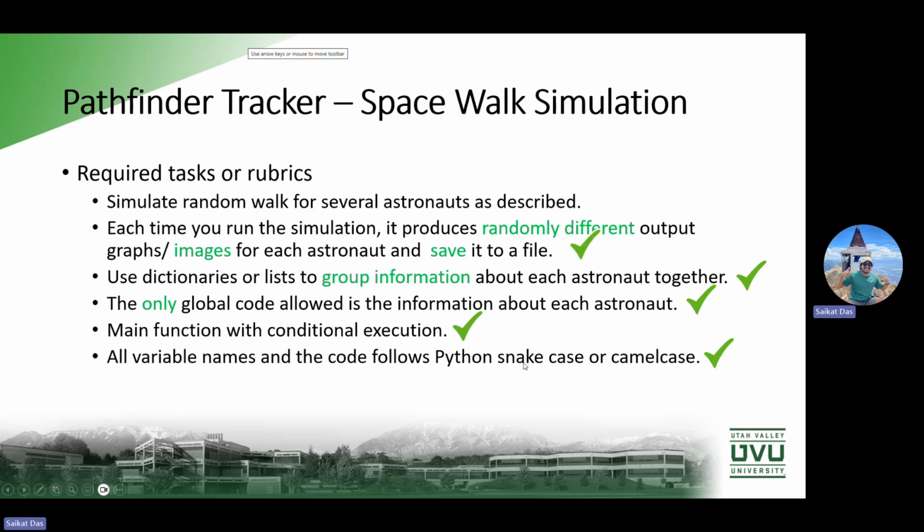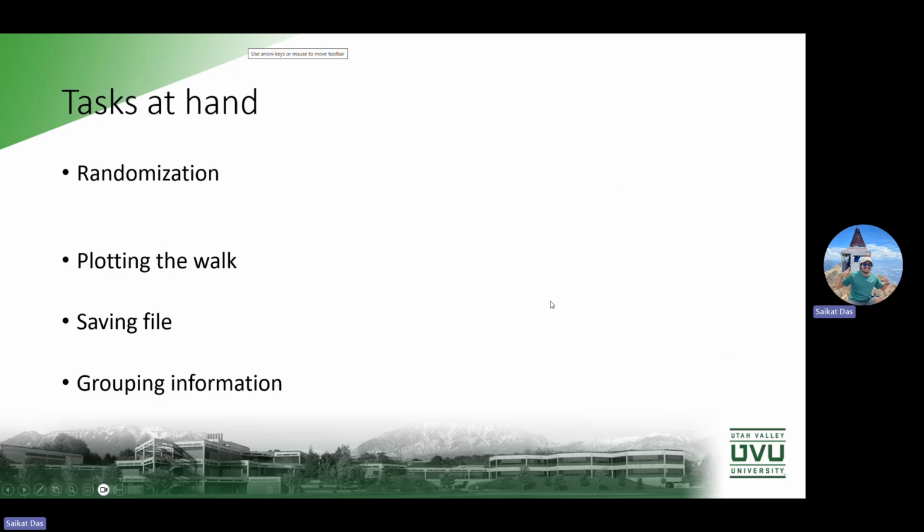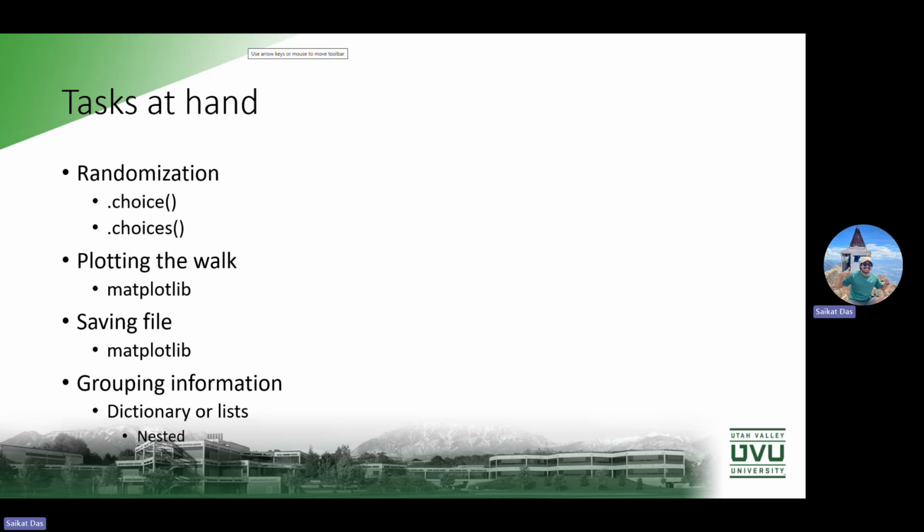For the simulation, for the randomization, you need to use either the random choice function or the choices function. By the function name, you can see that choice returns one single choice, while choices returns multiple choices. You need to know the function syntax and definition from the random library. I'll show those things later, but you can read them first. For the plotting, use matplotlib, including saving the file. For grouping the information, use a nested list or nested dictionary.